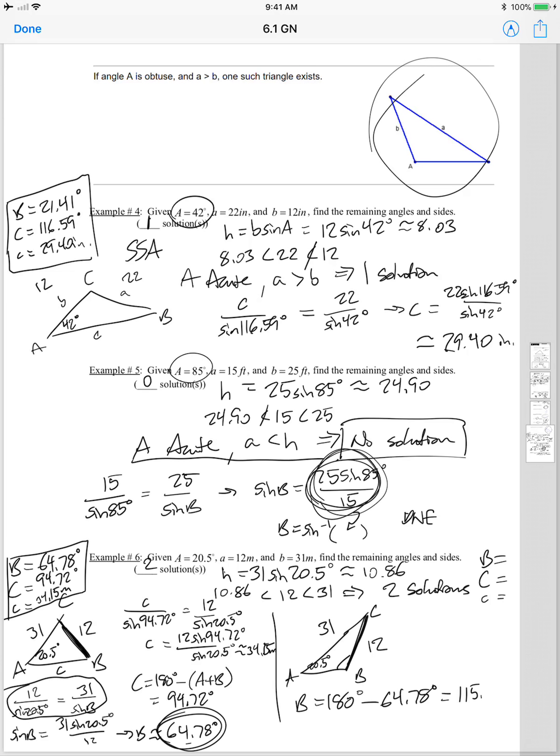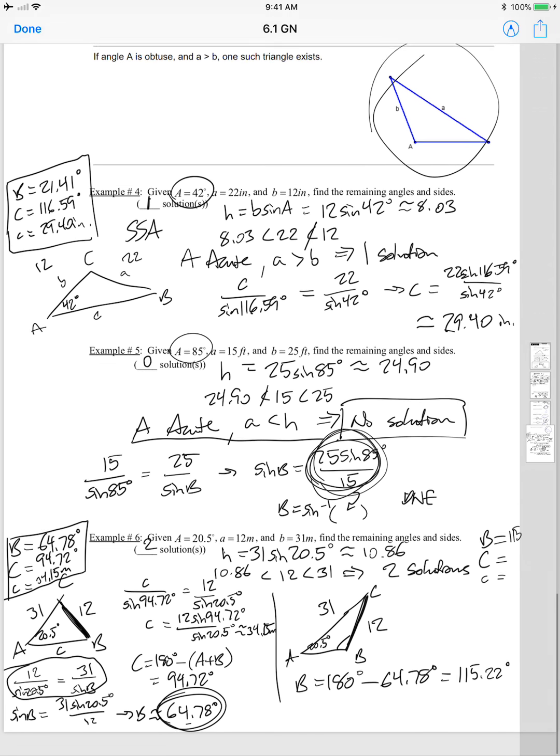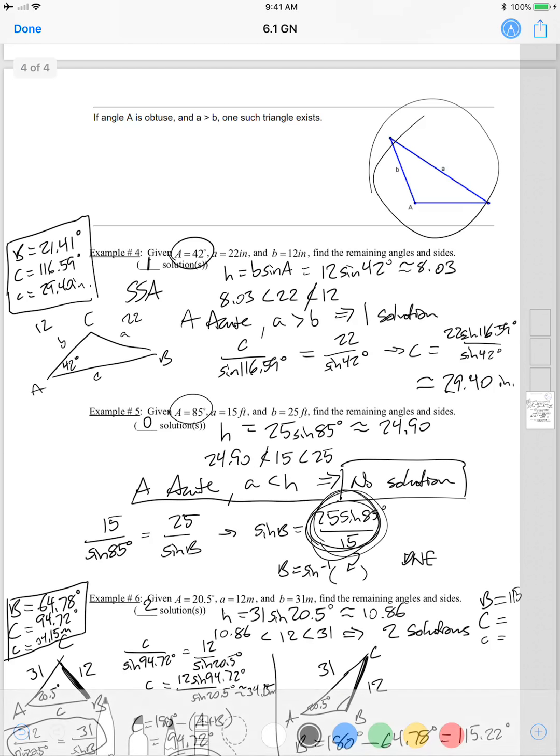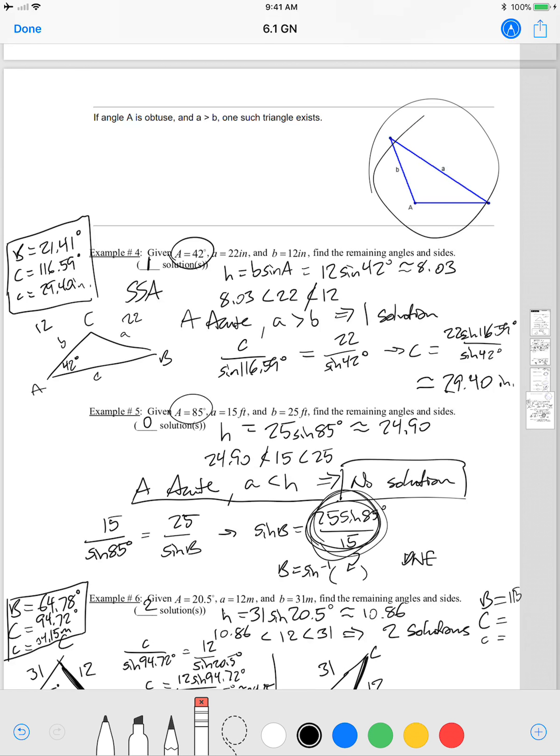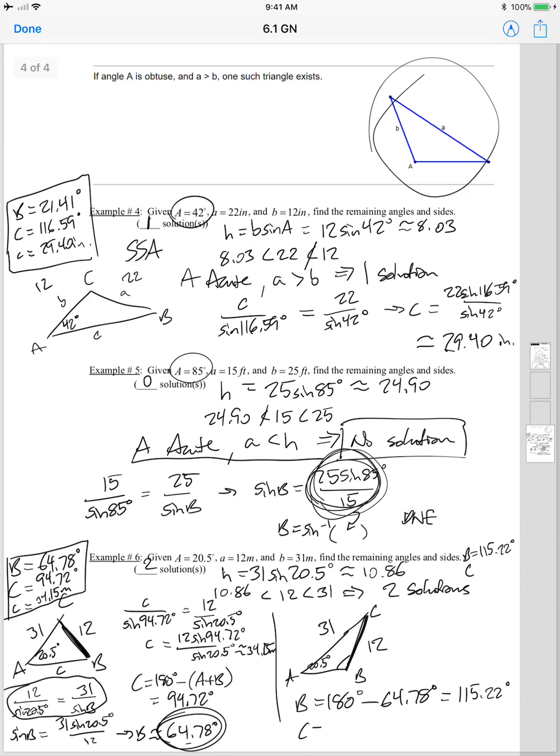which is 115.22 degrees. So B equals 115.22 degrees. Now that means C is going to be 180 degrees minus A plus B, which is, let's see here, 44.28 degrees.